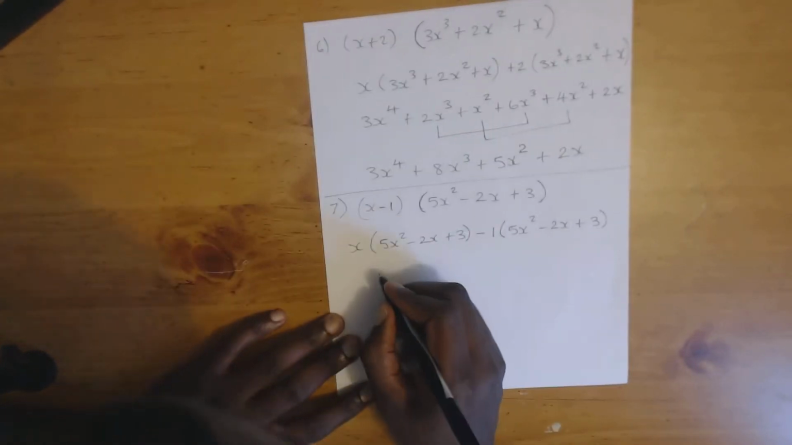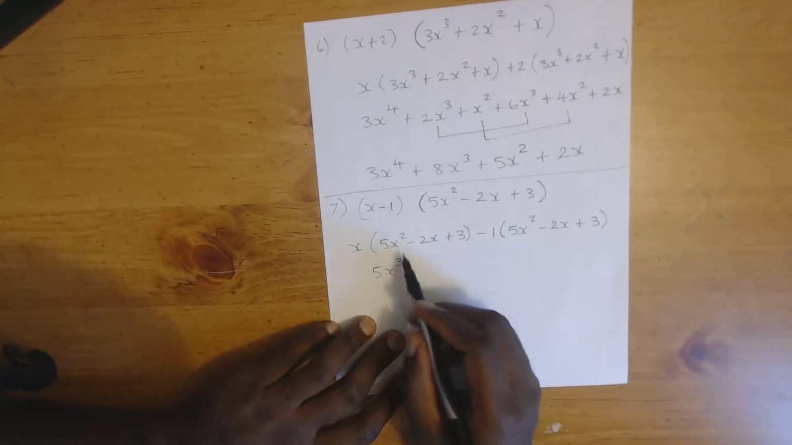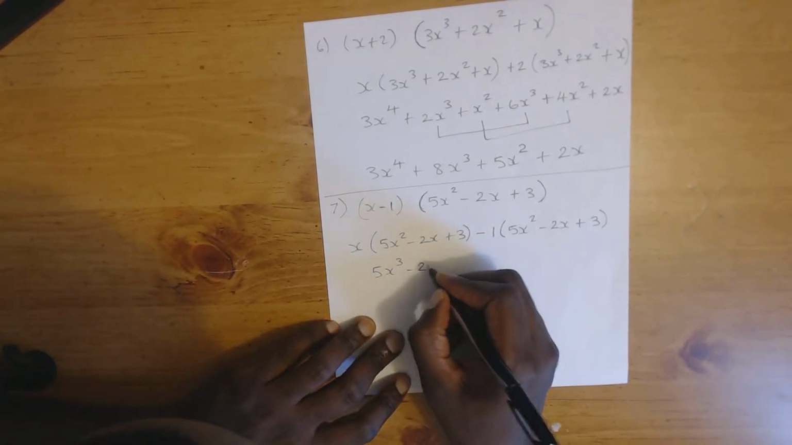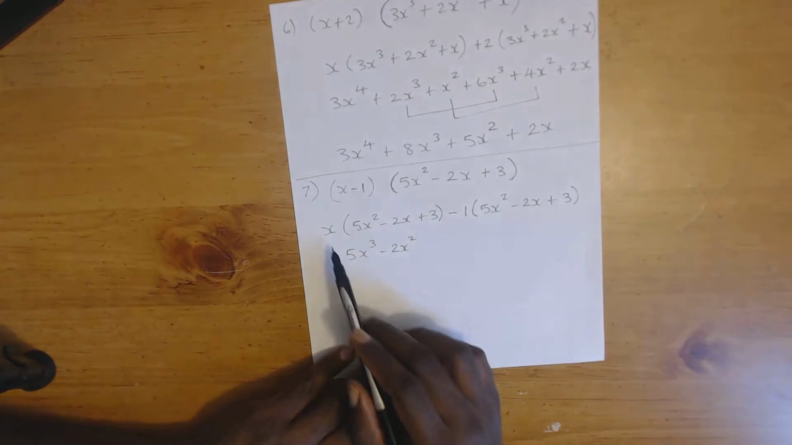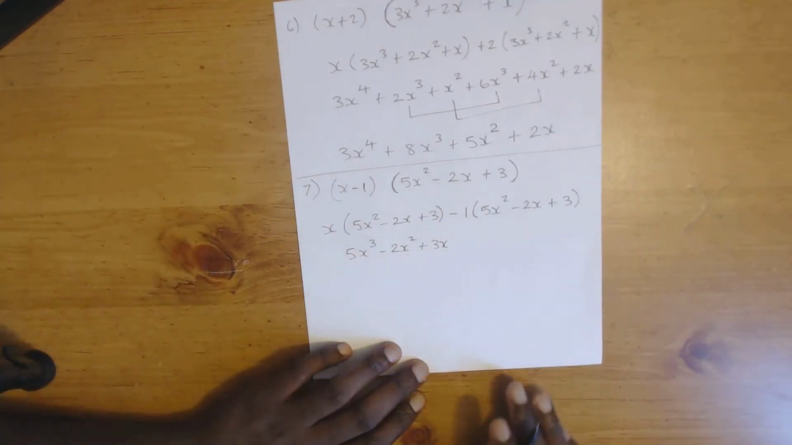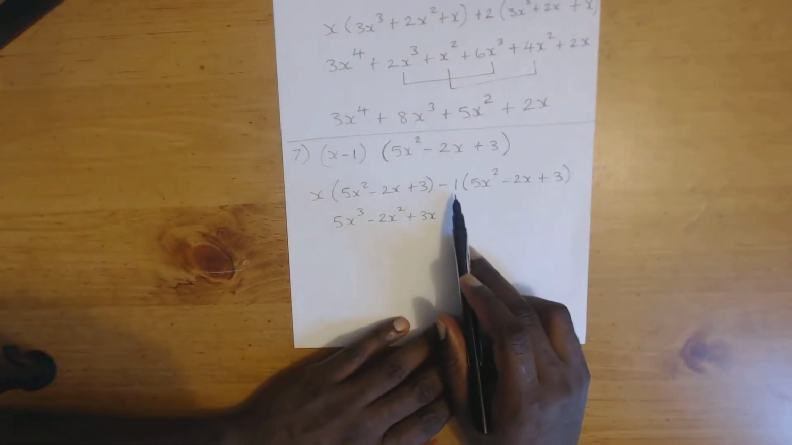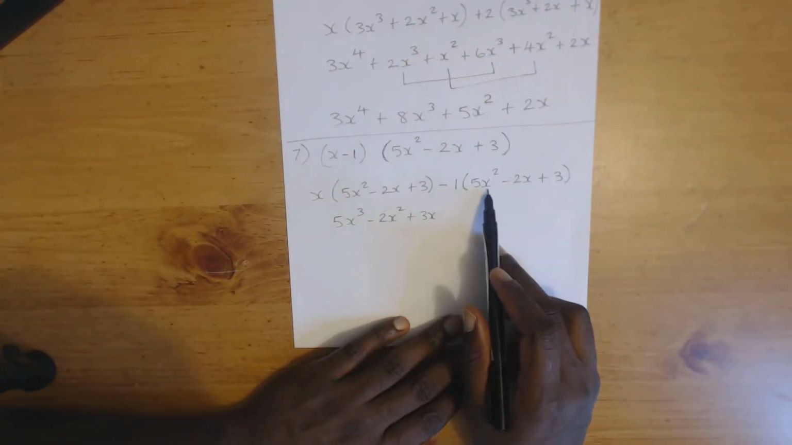X times 5x squared, that's going to give us 5x to the third. X times minus 2x, that's minus 2x squared. And x times 3 is plus 3x. Okay, good. So this next part now is going to be minus 1 times 5x squared.